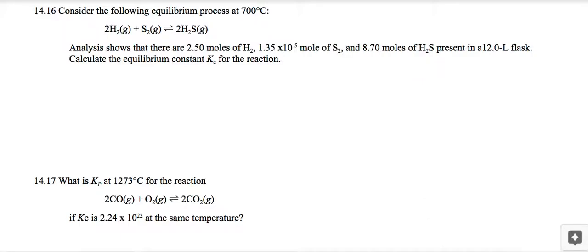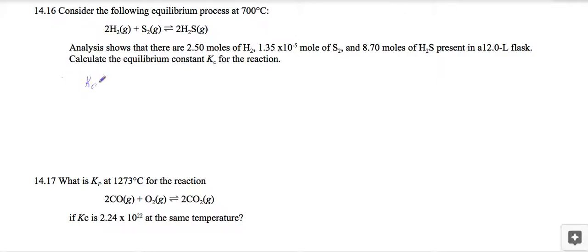Problem 16 is the first problem where I start doing some really simple math related to equilibrium expressions. We have 2.5 moles of hydrogen, a very small amount of the sulfur, and 8.7 moles of the hydrogen sulfide in a 12-liter flask. Calculate the equilibrium constant for this. So we can write this thing out.